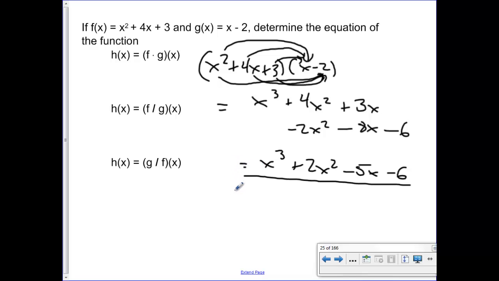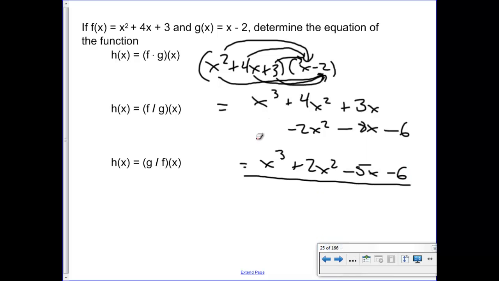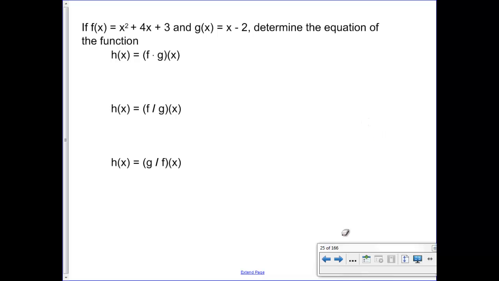So, how do we divide? We'll get to divide. Everybody okay with multiply so far? Okay. Let's do divide. You're not going to like divide. Can I erase this? Pretty much, because our goal was to FOIL these two into each other and get our equation. Okay, now let's divide.